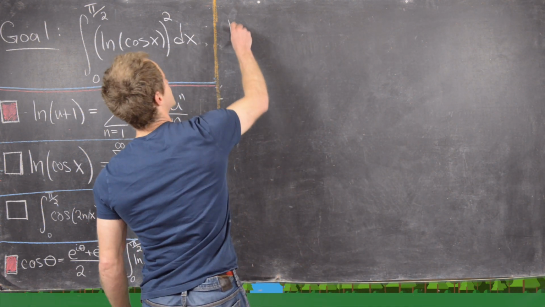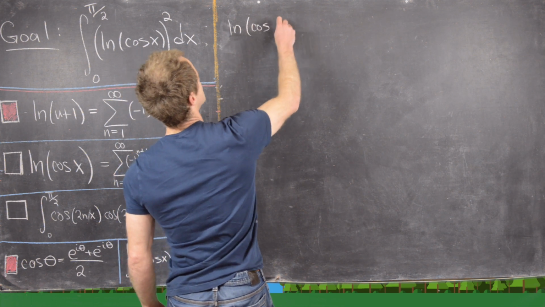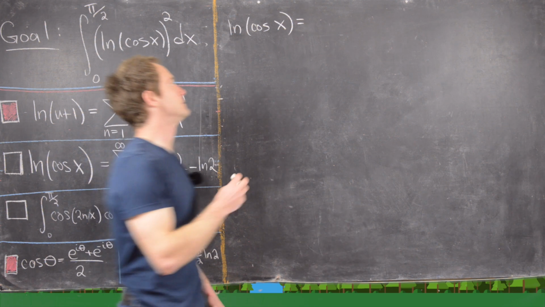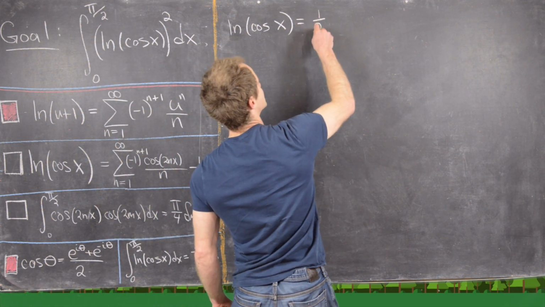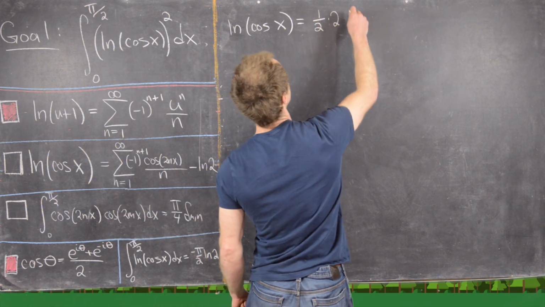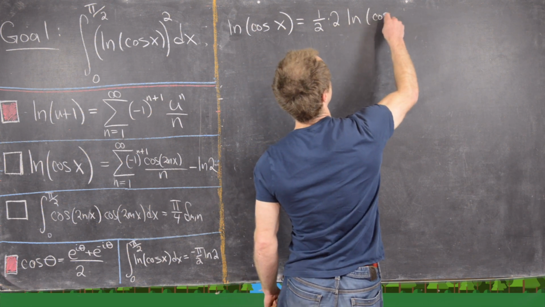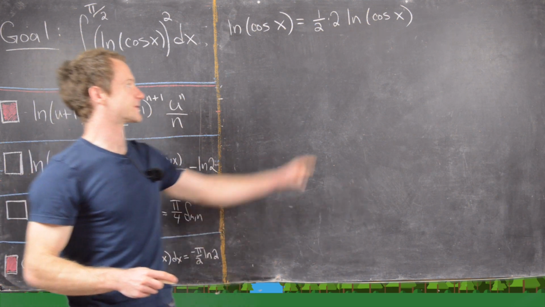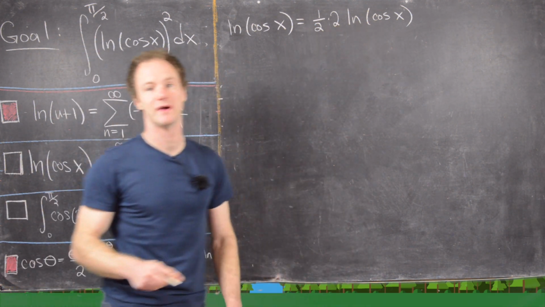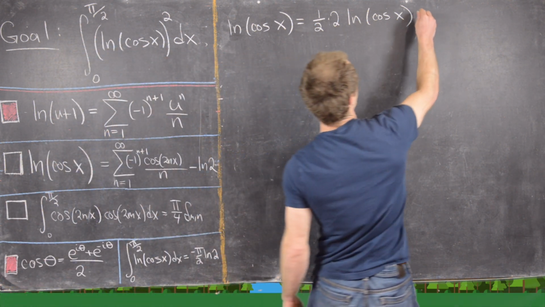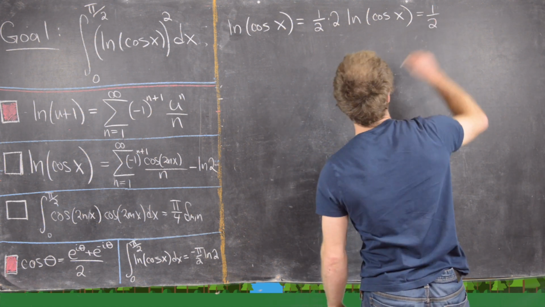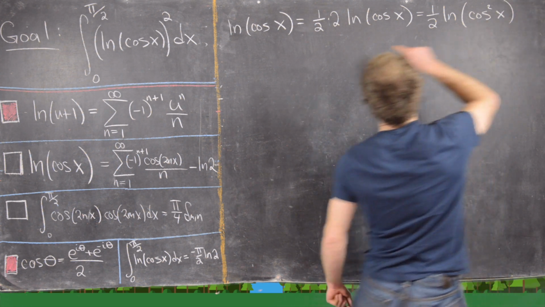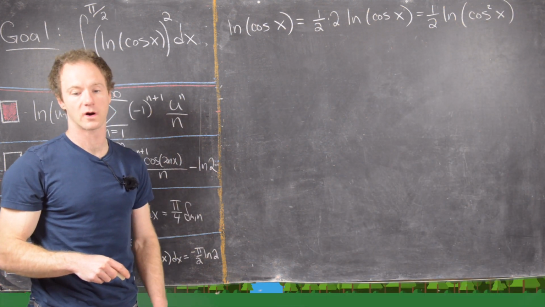So let's start with this left-hand side. So we have the natural log of cosine of x. And now I'm going to multiply this by 1, and I'll do that in the following way. I'll write this as 1/2 times 2 times the natural log of cosine of x. But now using power rules for logarithms, I'm going to bring this 2 inside the natural log, and that's going to give me 1/2 natural log of cosine squared x. And that's just by the power rule for natural logs.